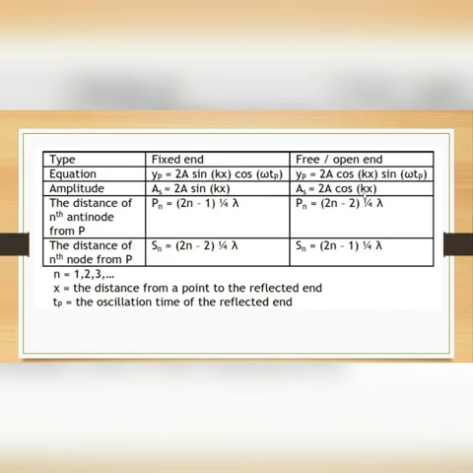And x is the distance from a point to the reflected end. And you have Pn here. P is the antinode. S is the node. So this is the nth antinode, this is the nth node, and this n is from 1 and so on. So you can see the equations from this table.